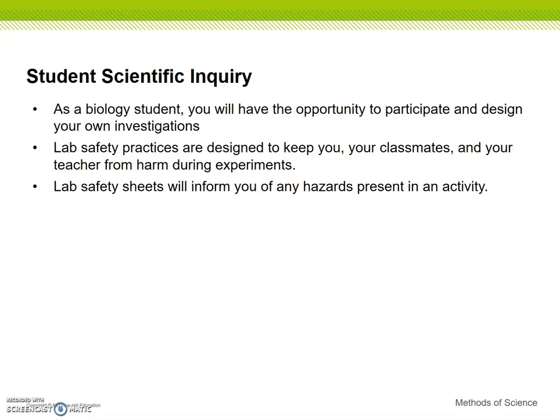Now, students use scientific inquiry in their classes all the time, not just science class, but especially science class. As a student, typically you're going to have the opportunity to participate and design your own investigations. When we do labs, we will have lab safety practices and hand out lab safety sheets. I know this quarter is going to look a little bit different for us, so things like that won't exactly be the same, but it's important to know that when you do labs, there are lab safety protocols and sheets full of information that you would typically receive.